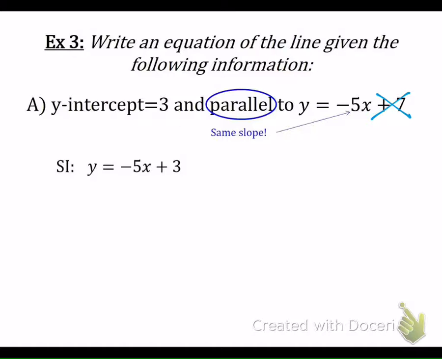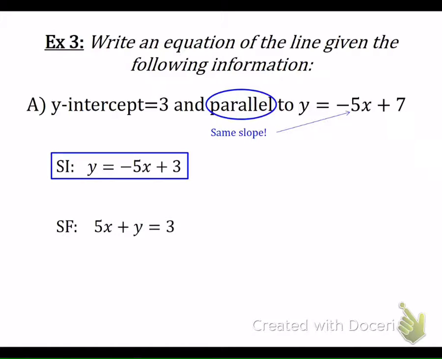What are your questions? All right. There's one more form we know, though. Just add 5x to both sides, and that's actually standard form. We don't have any negatives in the front. We don't have any fractions, so we're actually good to go on that one. There you go. What are your questions?